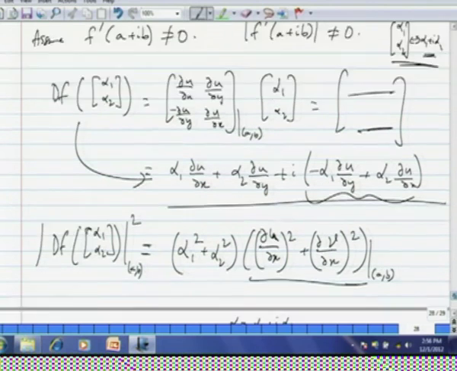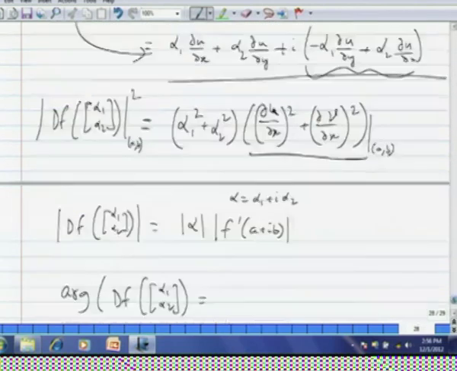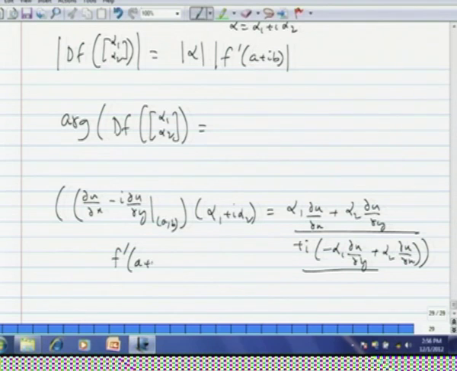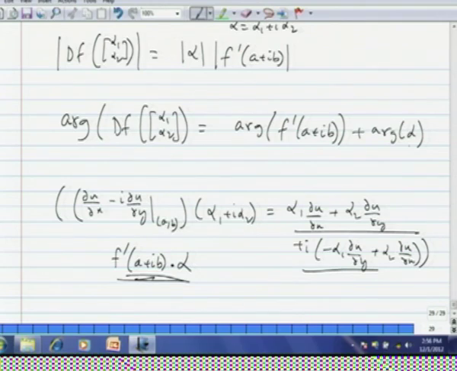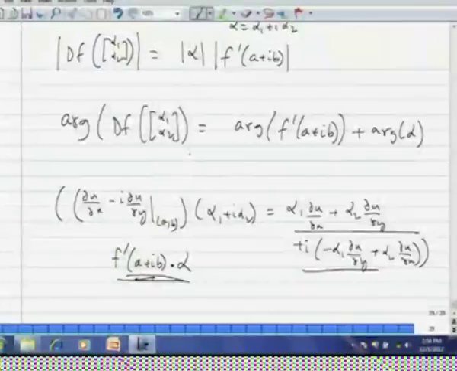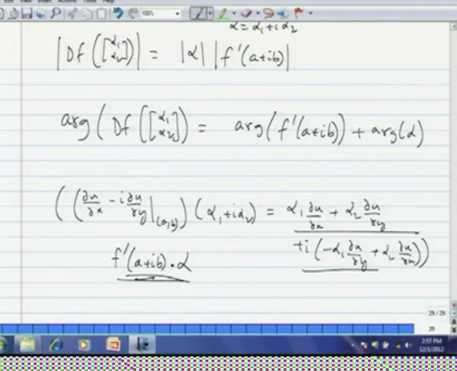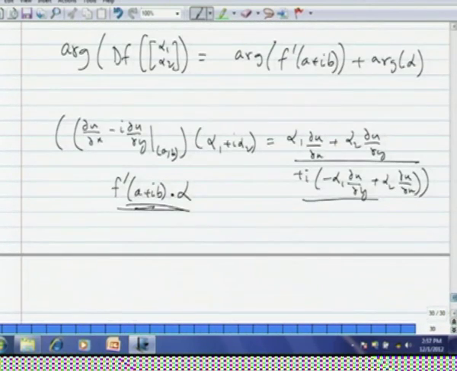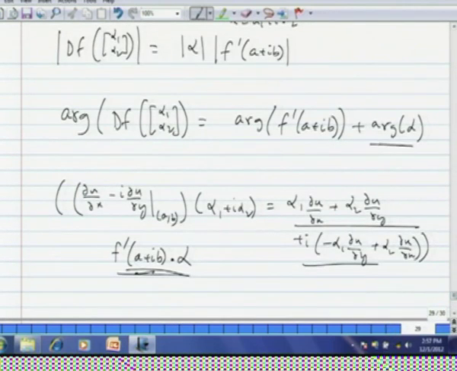Okay. So, df of (alpha 1, alpha 2) is your f prime at the point a plus ib times the vector alpha 1 plus i alpha 2, the complex multiplication of these two complex numbers. Okay. So, the argument of df of this is nothing but the argument of f prime of a plus ib plus the argument of alpha. Okay, because we know that the argument of the product of two complex numbers is the sum of the arguments of those two complex numbers. So, using that principle, I have this here. So, what I can say is that the argument of alpha is augmented by the argument of f prime of a plus ib.